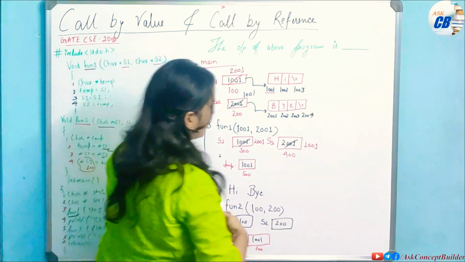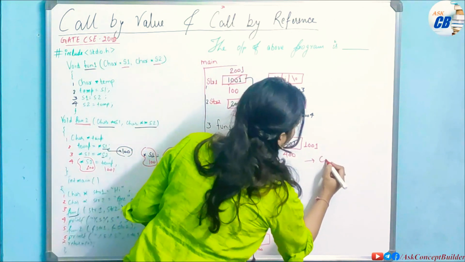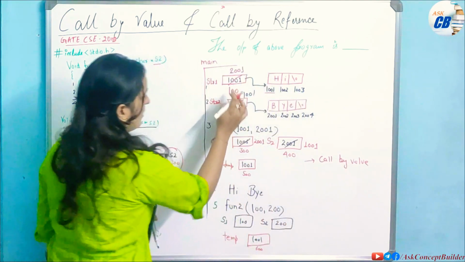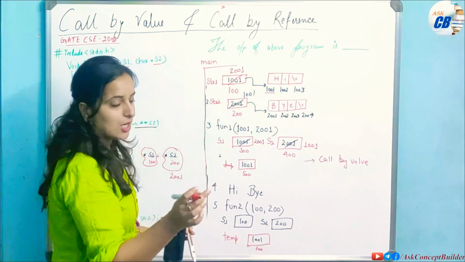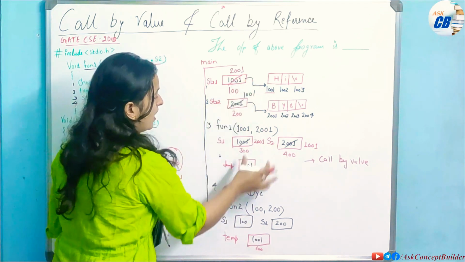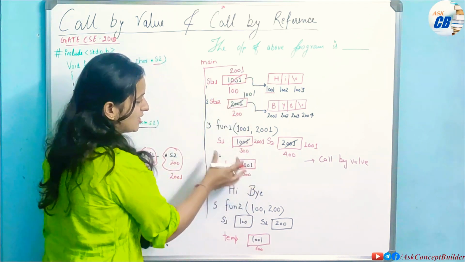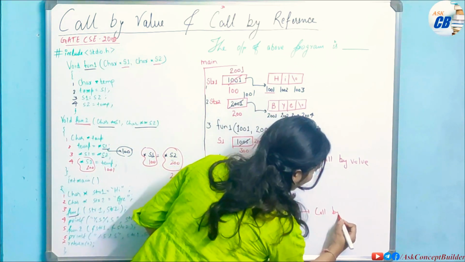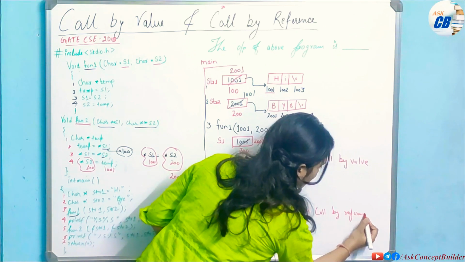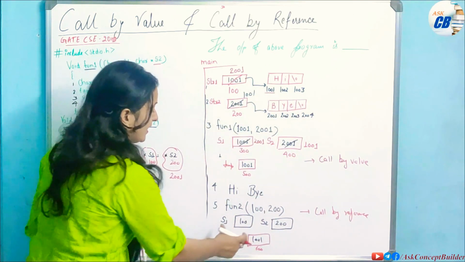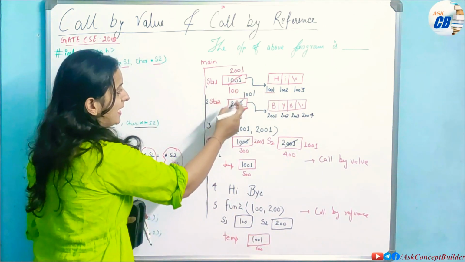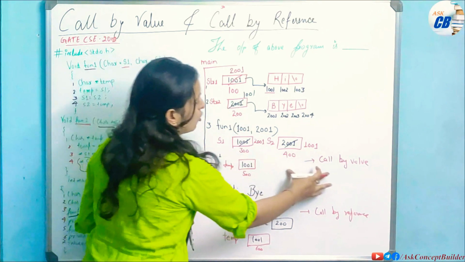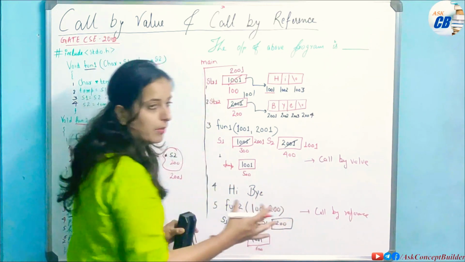But this we can call call by value, because we have passed here the values of str1 and str2. So it has not reflected here. The change is only in your f1 function. And this we can call call by reference. Why? Because in this we have passed the addresses of str1 and str2, and when the swap happened, it directly reflected in str1 and str2 of your main function. So this is call by value, and this is call by reference.